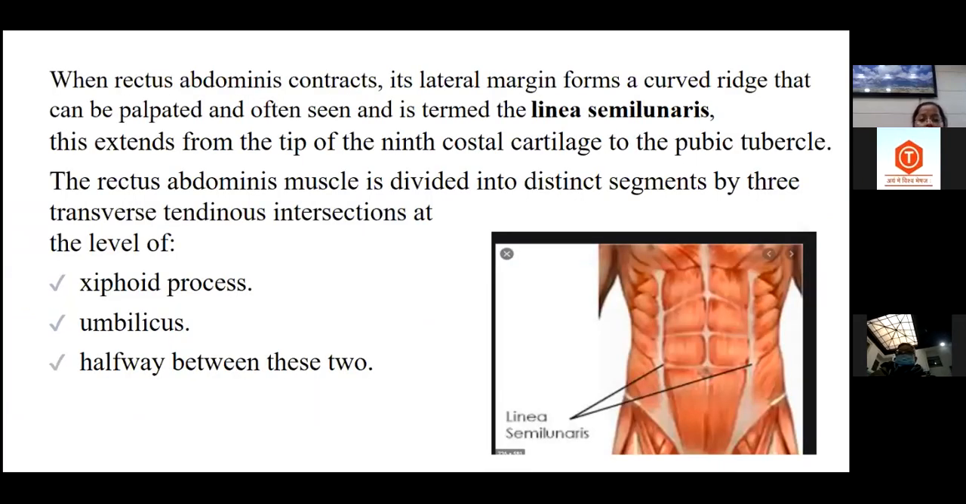When rectus abdominis contracts, its lateral margin forms a curved ridge that can be palpated and is often seen, and is termed the linea semilunaris. This extends from the tip of the ninth costal cartilage to the pubic tubercle. The rectus abdominis is divided into distinct segments by three transverse tendinous intersections at the level of the xiphoid process, the umbilicus, and halfway between these two.